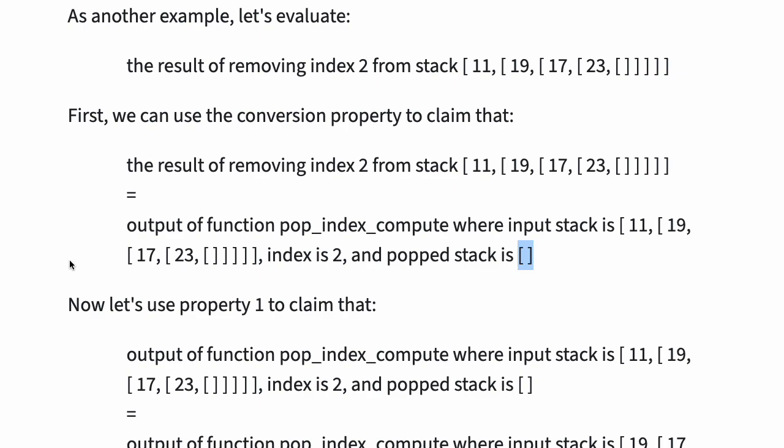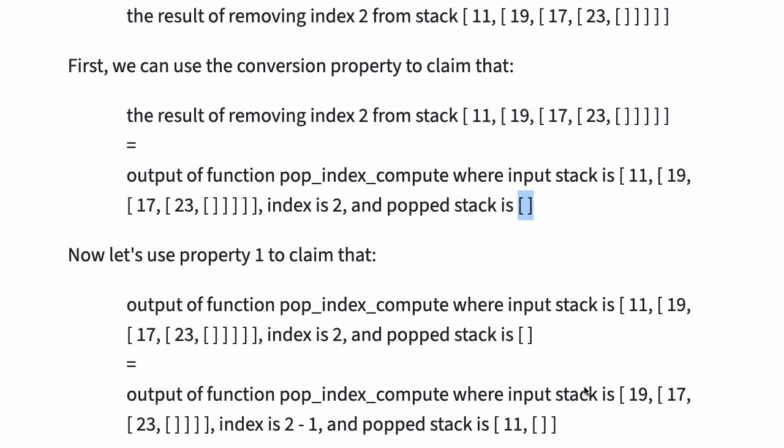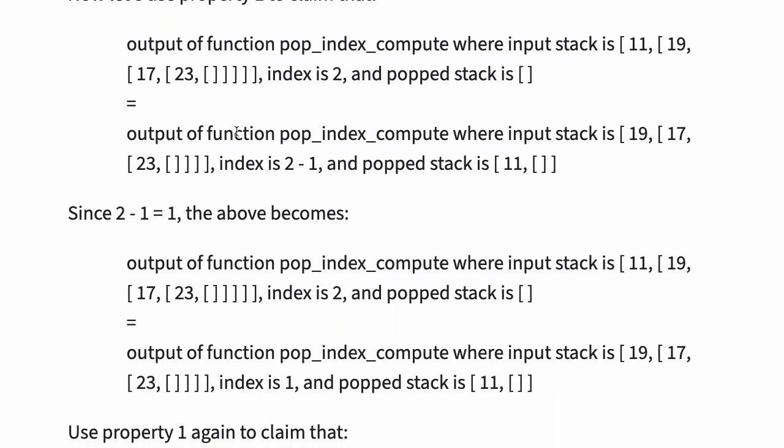Now let's use property 1 to claim that the output of function popIndexCompute, where input stack is 11, 19, 17, 23, index is 2, and pop stack is empty, is equal to the output of the same function, where the input stack is 19, 17, 23, index is 2 minus 1, and pop stack is 11. Since 2 minus 1 equals 1, we can substitute 1 for 2 minus 1.